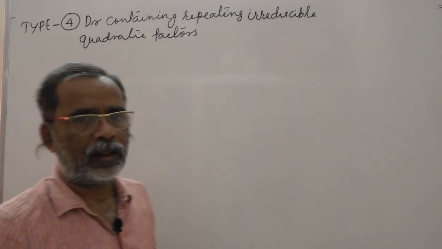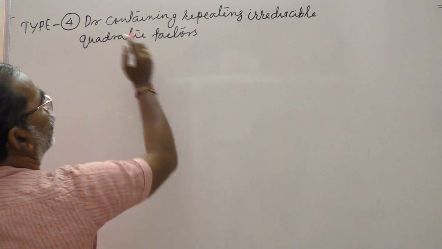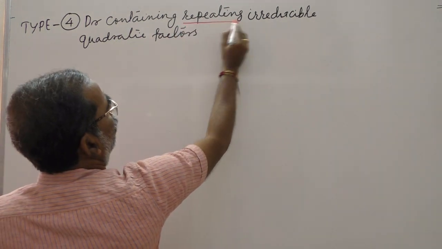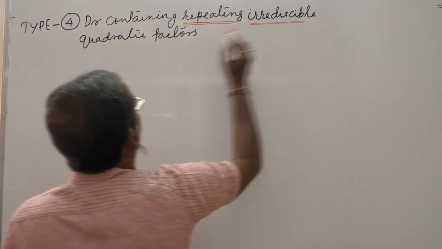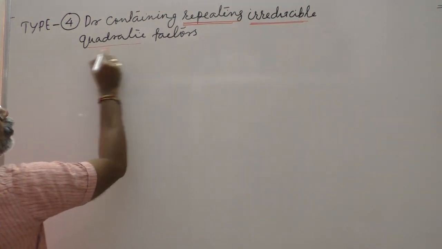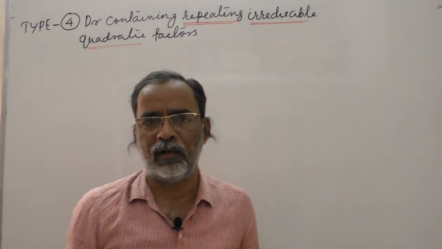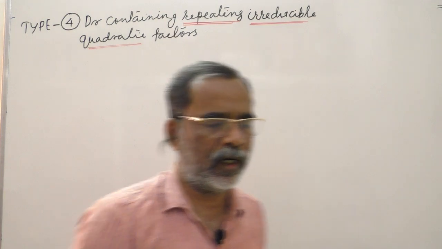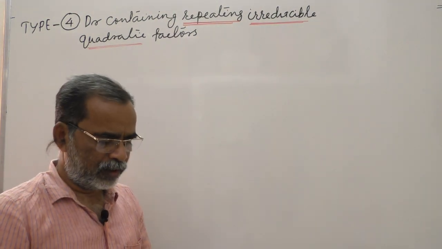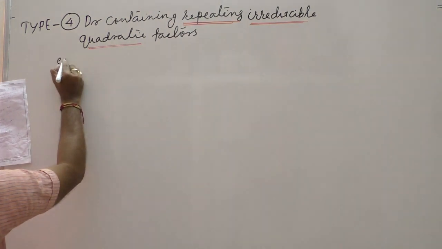Yes. Coming to type 4. What is type 4? When denominator contains a repeating irreducible quadratic factors. So what was type 3? Type 3 was non-repeating quadratic factors. Now repeating irreducible quadratic factors. We shall see this by taking an example. Please see.